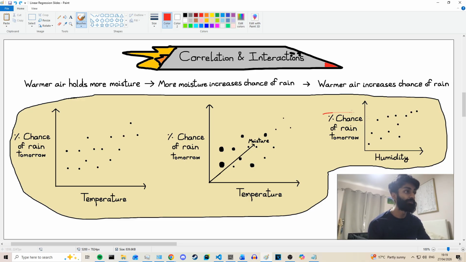But if you have something like this, that was a triple circle, you can then pick out any relationships between how temperature affects the chance of rain tomorrow for low moisture as well as for high moisture. I haven't clearly shown any patterns here. I wasn't sure how to get it in the space, but hopefully that makes sense. So these are two things to look out for, and these are two things that can cause issues with linear regression.